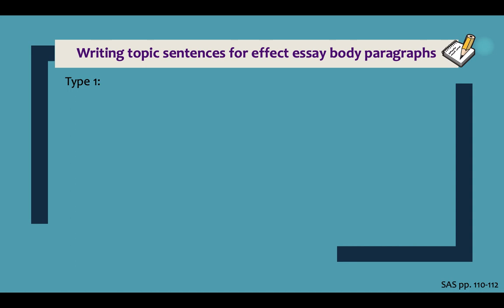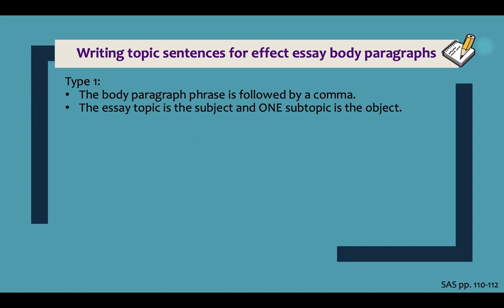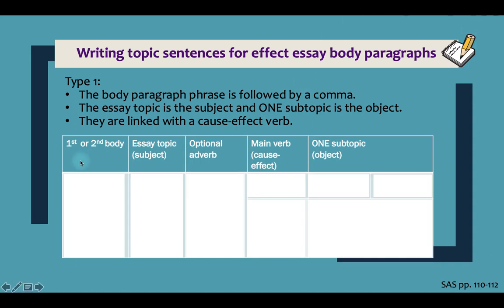So let's look at a few different styles of writing these. In the first type, the body paragraph phrase is followed by a comma. The essay topic is the subject, and one subtopic is the object. And they are linked with a cause-effect verb. So we have our indicator of the body number, essay topic, main verb, one subtopic, and here we have an optional adverb to go with that main verb.